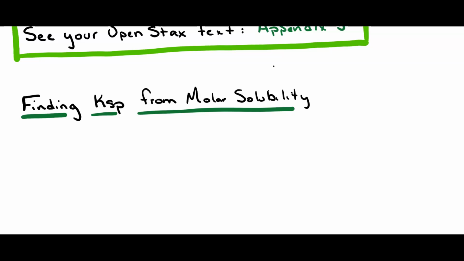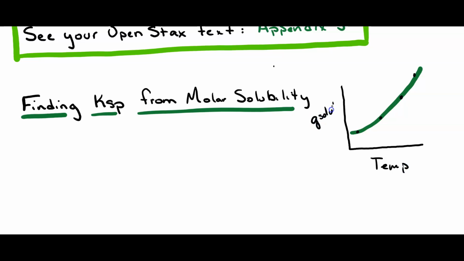One type of problem we often see with this is when you are asked to find the solubility product constant for a material from the molar solubility. Now, if you remember when you studied solubility back in high school chemistry, you often had data that might look like some kind of curve where your independent variable was temperature and your dependent variable was grams of solute per some amount of solution or solvent.